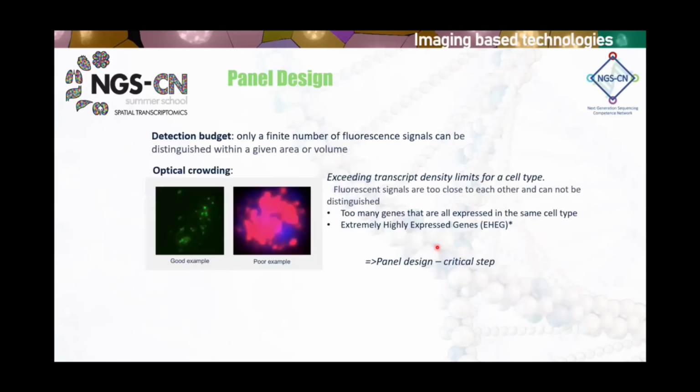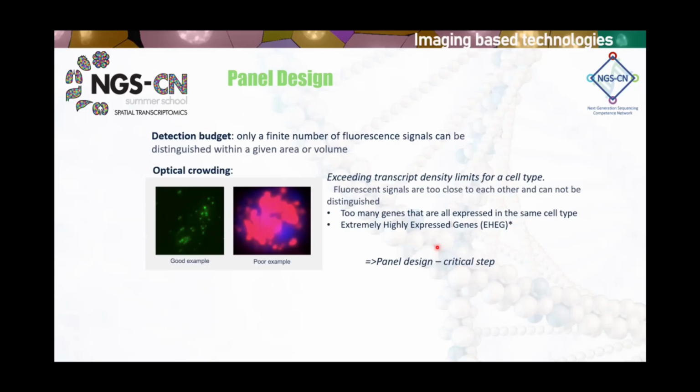Now, we went through the 3 different technologies. But another thing that you have to keep in mind is, of course, now we are talking about a targeted approach. So you have to design your probes for the genes of interest. And usually you can design from hundreds to thousands. When you're talking about thousands, it's not really like you can choose which genes you want. You have panels that you can use, designed by the companies.